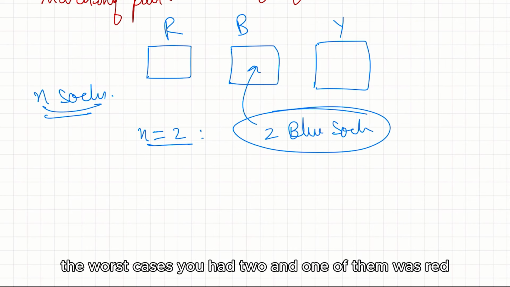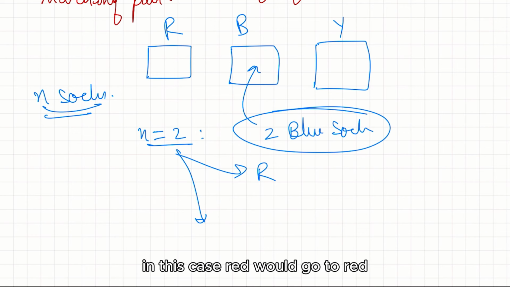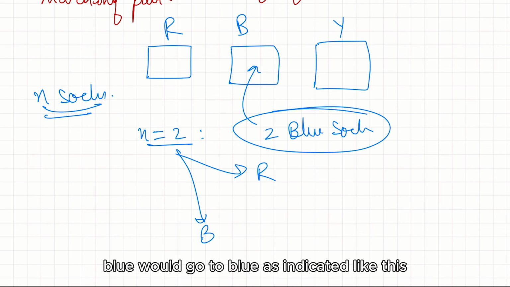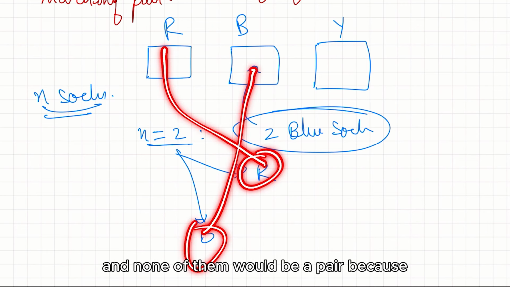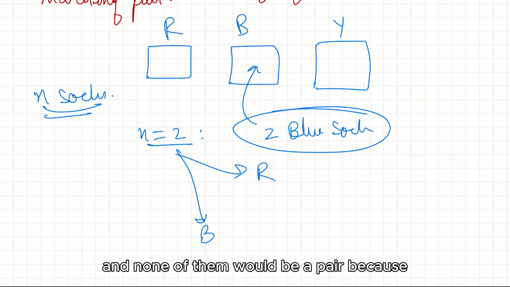But it is not the worst case. The worst case is you had 2 and one of them was red, the other was blue. Okay. In this case, red would go to red, blue would go to blue, as indicated like this, and none of them would be a pair because we don't have enough. Okay, so we clearly see that n is equal to 2 fails.